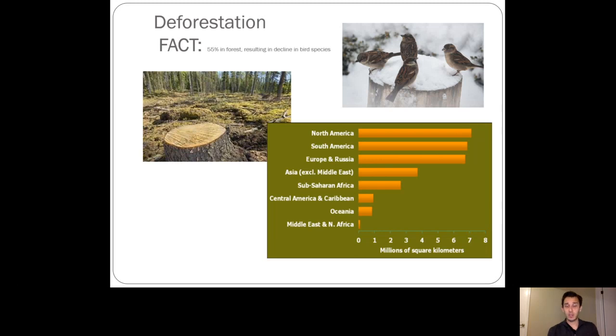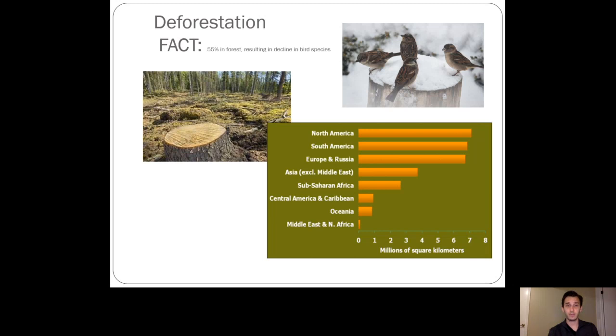We're going to talk about deforestation in a second. What I want you to do is I want you to take a look at what we're talking about. We're talking about cutting down trees, and we're going to focus particularly on bird species. And here's our fact for deforestation. 55% of our forests here in Canada have been cut down since the 60s, and that's caused a decline in bird species. And we'll talk about that in greater detail in the next slide or two.